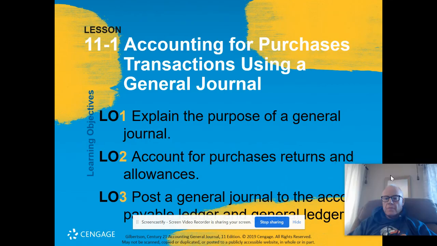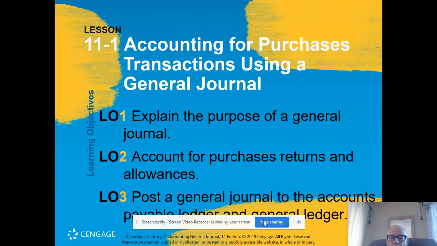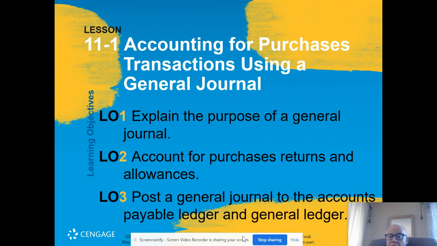All right, so our objectives here are, first of all, we're going to go back into our time in the general journal because we've been talking about specialized journals up to this point. Now we're going back to explain the purpose of a general journal again, kind of in a different light. And then we're accounting for purchases, returns, and allowances. So we've been going through the whole purchases thing. Now we're talking about what happens when we buy something and we decide for whatever reason we need to return it. What does that look like from an accounting perspective? And then we're going to post a general journal to the accounts payable ledger and general ledger.